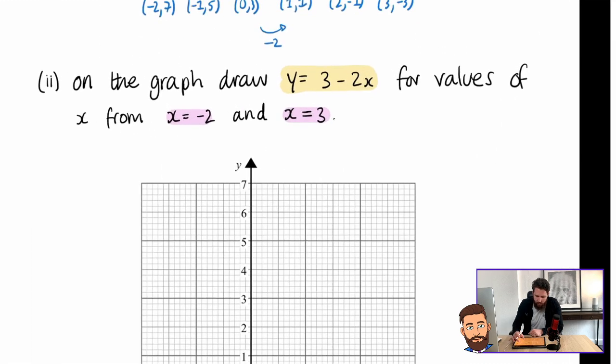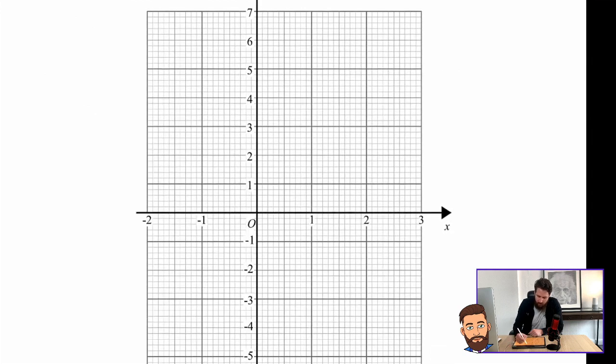So our first coordinate is minus 2, 7. So start at 0, go across minus 2 and up to 7. So it's going to be the one right in the corner at the top. It's going to be that point there.